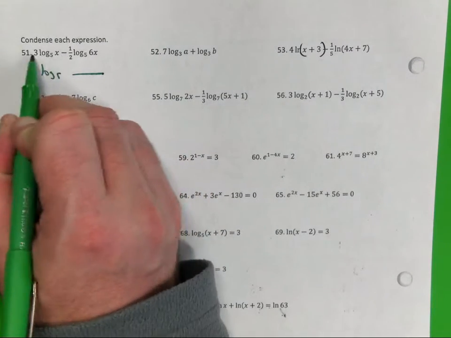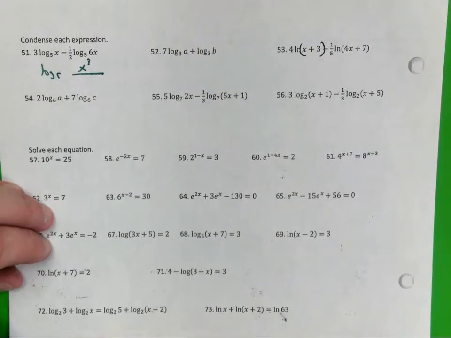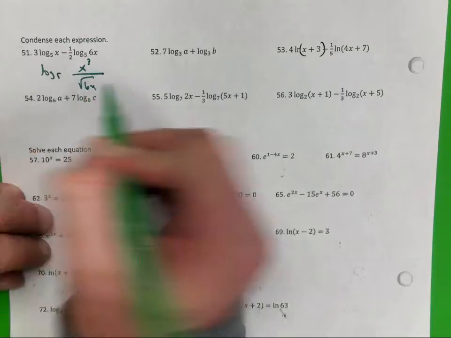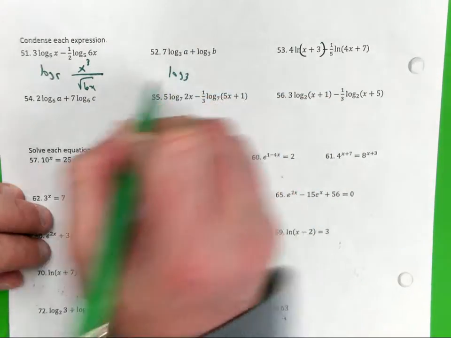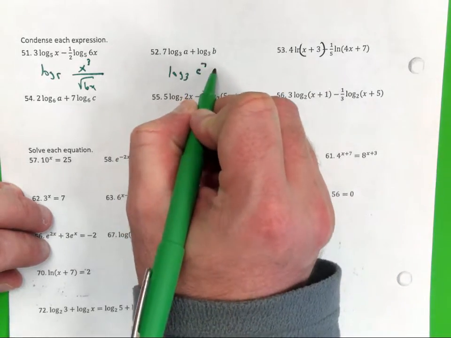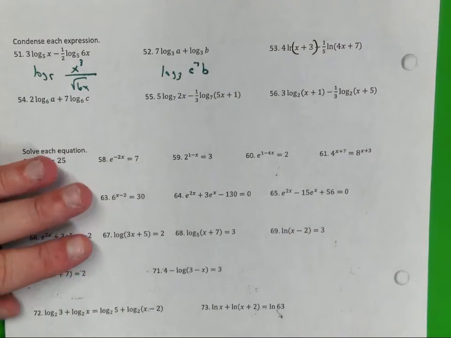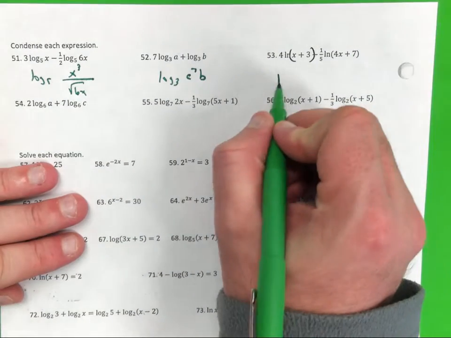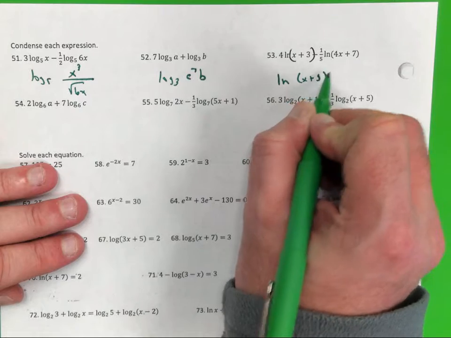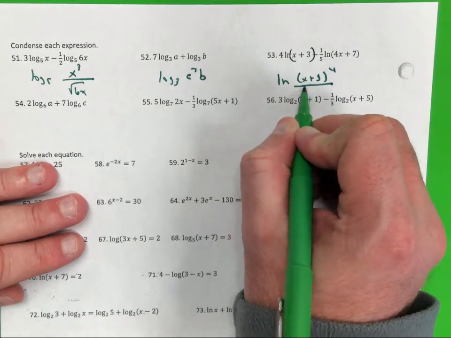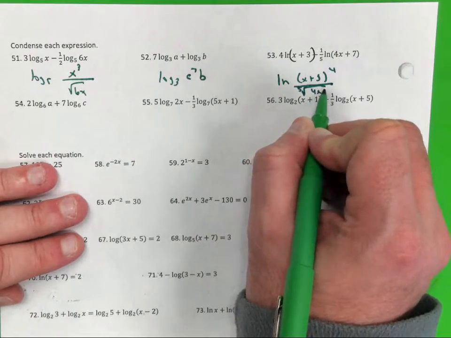Quotient. Okay, what comes first? X to the 3rd. And then you got this 1/2, so that's going to be the square root of what? Very good. Log base 3. A to the what? 7 times B. Very good. Number 54. X plus 3 should be in parentheses. That's the natural log of x plus 3 raised to the 4th divided by the 5th root of 4x plus 7. Very good.